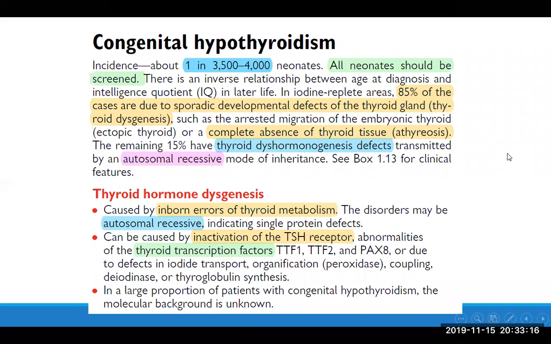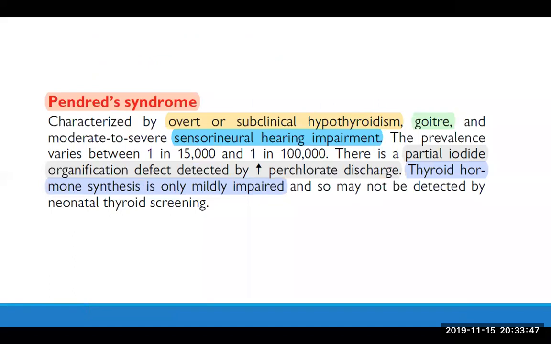Congenital hypothyroidism: about 85% of the cases are due to a sporadic developmental defect in the thyroid gland, which is thyroid dysgenesis. Of course, in some cases there is a complete absence of thyroid tissue, which is athyreosis. The remaining 15% have a thyroid dyshormonogenesis defect. The thyroid gland is well developed, but there is a hormone synthesis defect. This is autosomal recessive.